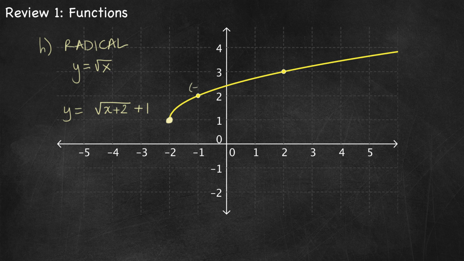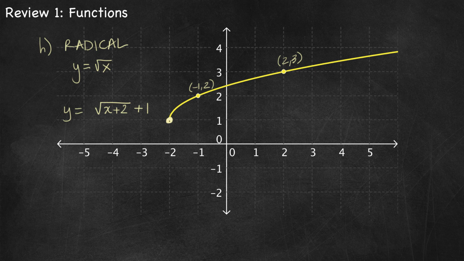So I have this point -1, 2. When x is -1, let's substitute that into our equation and see if we get 2 for y. So when x is -1, I get the square root of 1 plus 1, which is 2. That checks out. This other point here, 2, 3. When x is 2, let's see if we get 3 for y. When x is 2, I have square root of 4 plus 1, which is in fact 3. So both of these points check out.